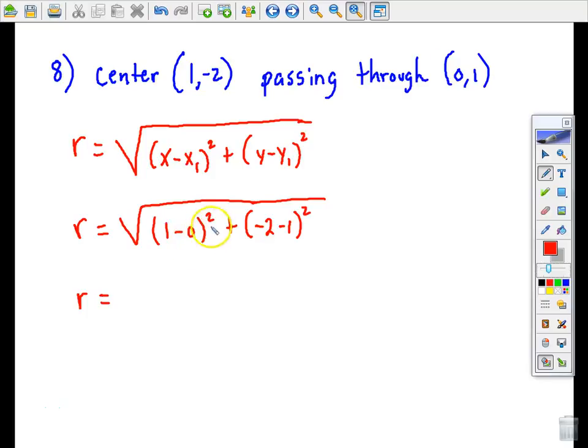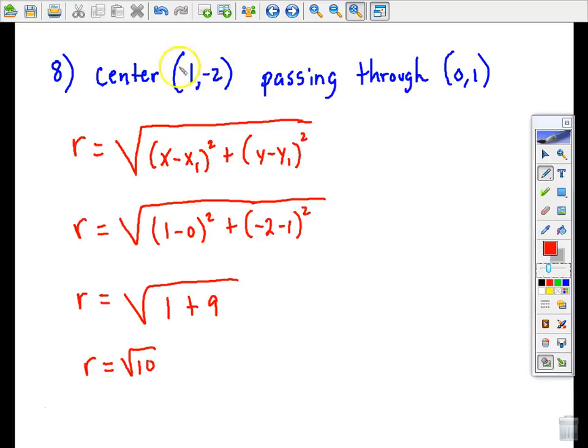1 minus 0 is 1, and 1 squared is still 1. -2 minus 1 is -3, and -3 squared is 9. Okay, so it looks like the radius is the square root of 10.